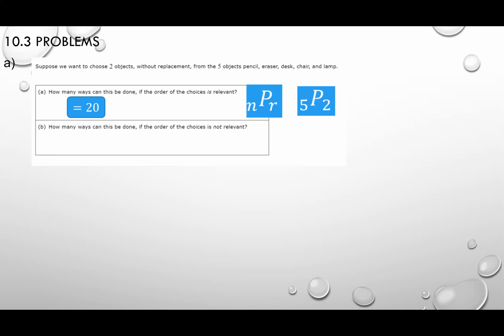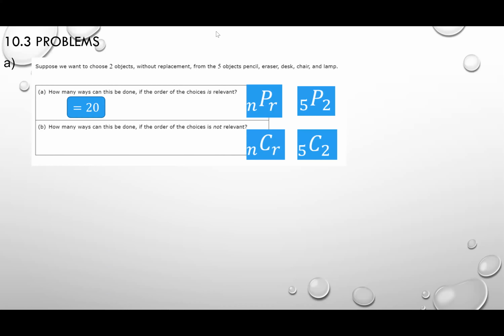Again, that's what we have in the sense of the permutation, which is where the order matters. If you look at C, which is the combination, the order does not matter. And if the order does not matter, this is what you need to do, which is 5C2.